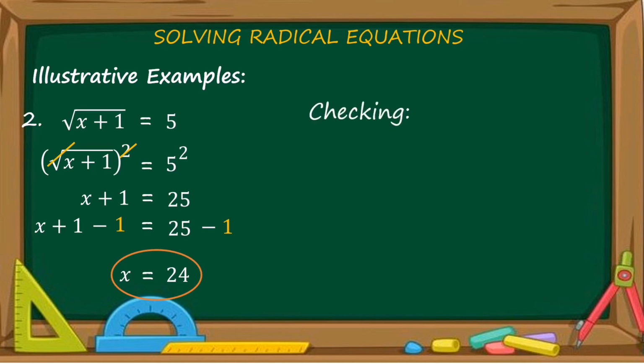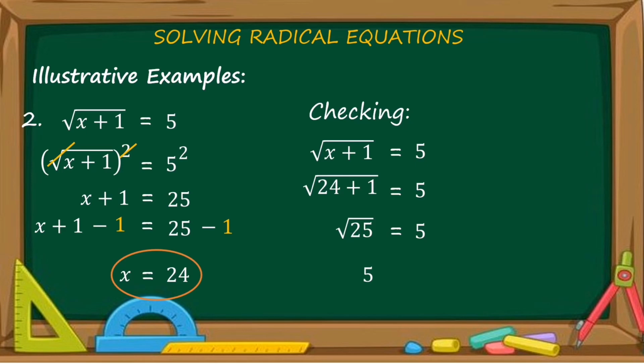Now let us check. The square root of x plus 1 is equal to 5. Then let us substitute the value of x, which is 24. So that is equal to the square root of 24 plus 1 is equal to 5. The square root of 24 plus 1 is the square root of 25, equal to 5. The square root of 25, which is equal to 5, is the same as 5 on the right side. So that is checked. So meaning to say 24 is really the solution for this equation.